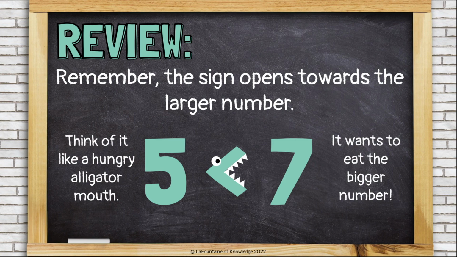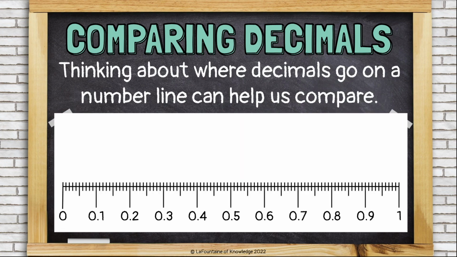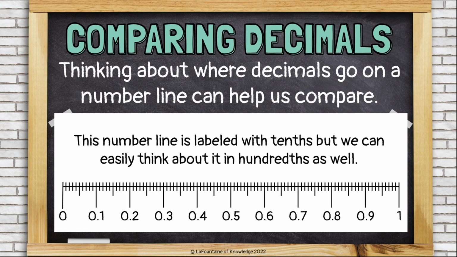So this sign is open towards the 7. It's showing that 7 is greater than 5, or 5 is less than 7. Let's try using greater than, less than, and equal signs to compare decimals. Thinking about where decimals go on a number line can help us compare. This number line is labeled with tenths, but we can easily think about it in hundredths as well.